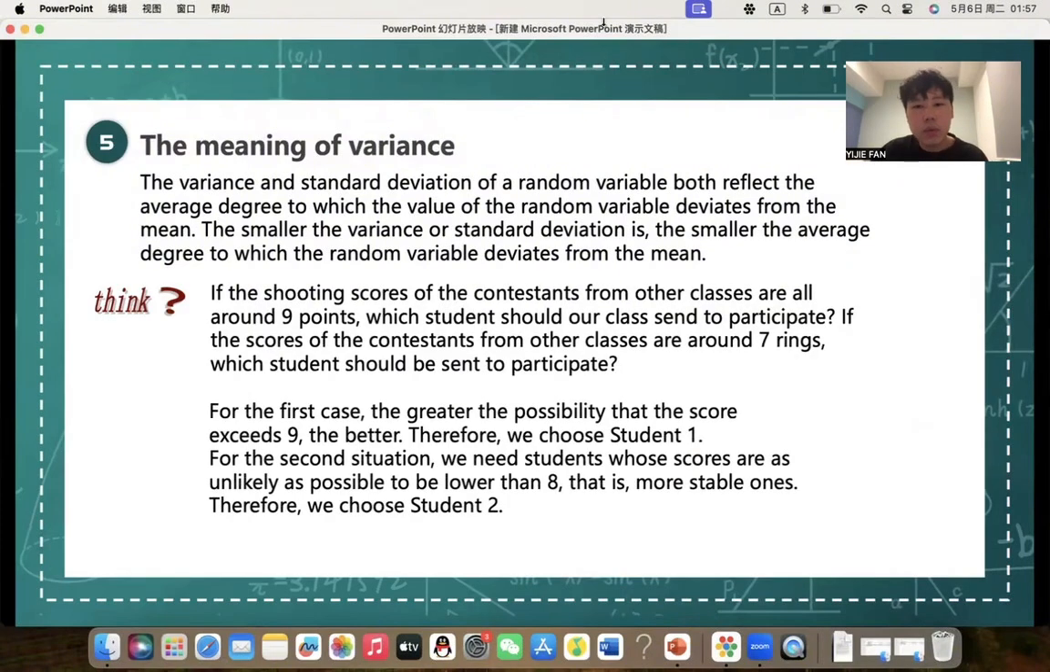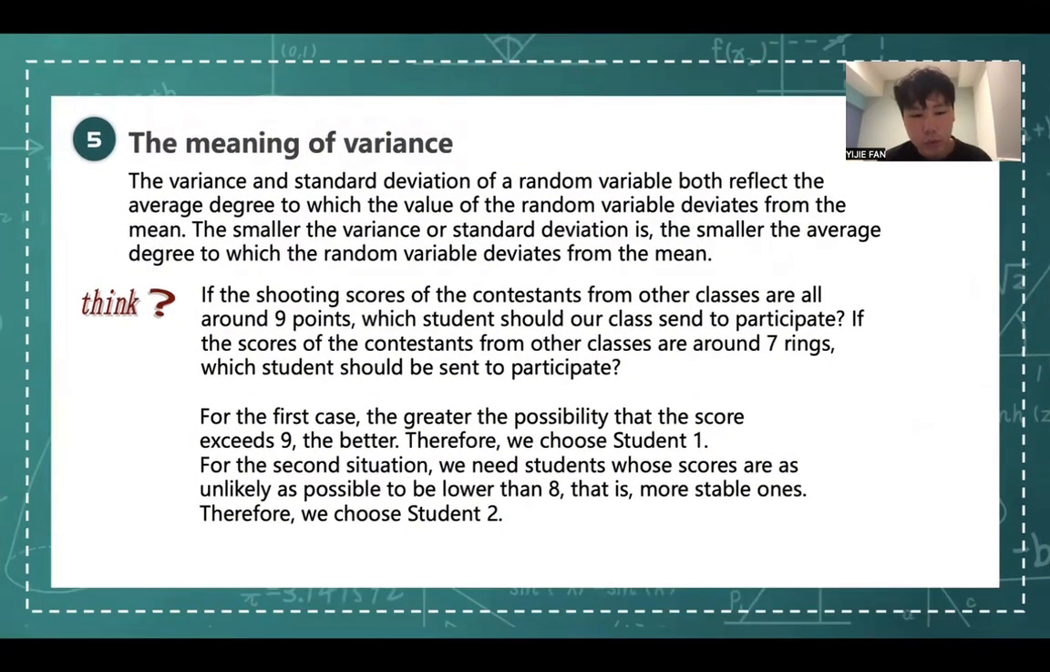So for the first case, the greater the probability that the score reaches 9, the better. Therefore, we choose student 1. For the second situation, we need a student whose score is as unlikely as possible to be lower than 8, that is, a more stable one. Therefore, we choose student 2.